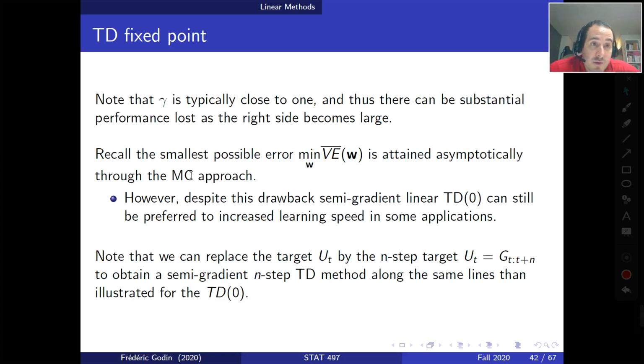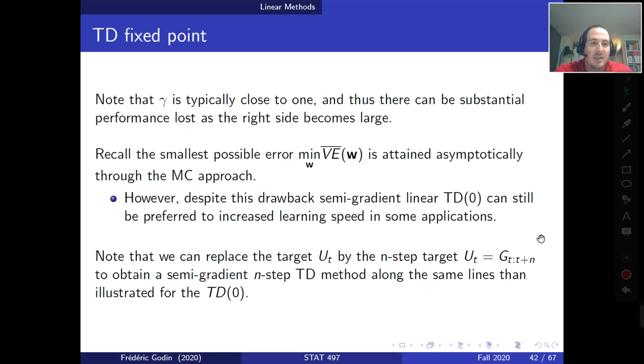Then we can also derive in-between algorithms where we don't have Monte Carlo targets or TD0 targets, but we could instead consider the target being an n-step TD target, where the target sums the next n discounted rewards and then adds gamma to the power n times the bootstrapping term, which approximates the value function in the nth successor state.